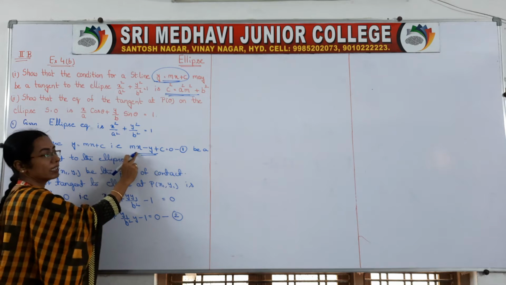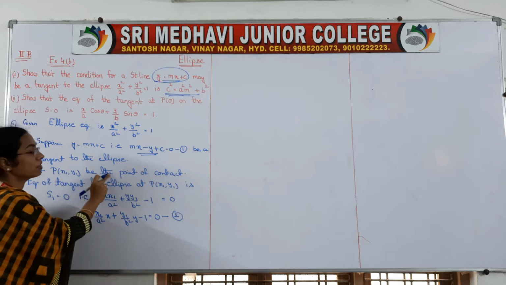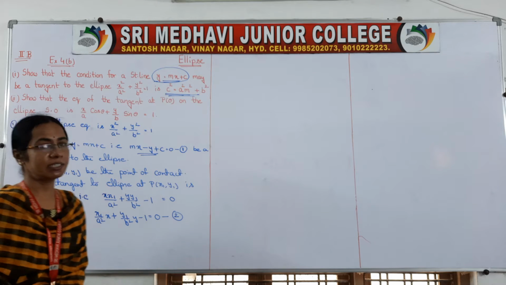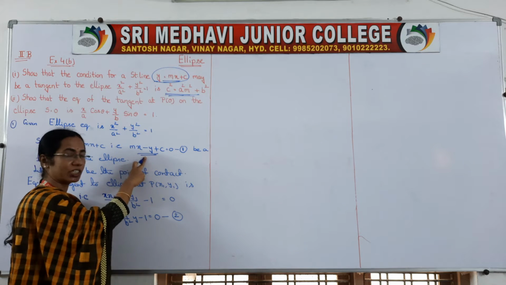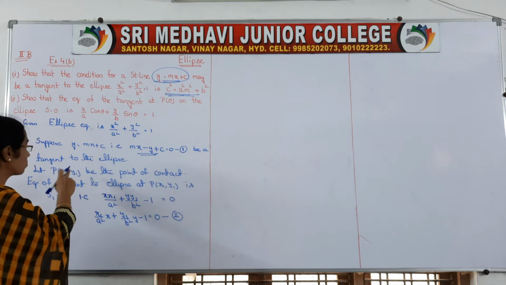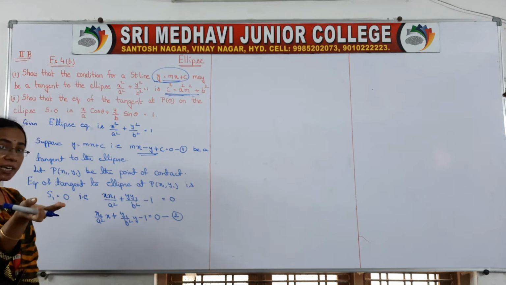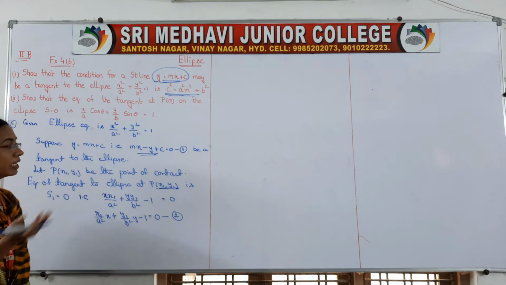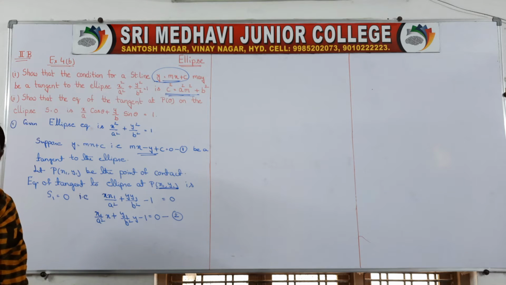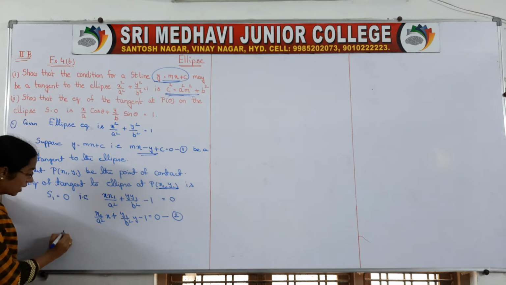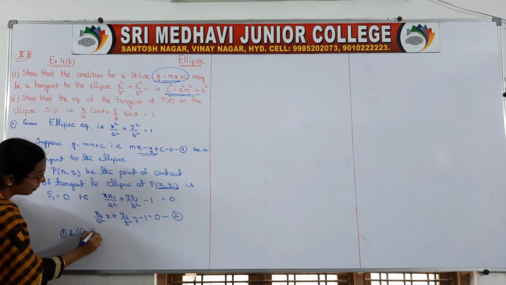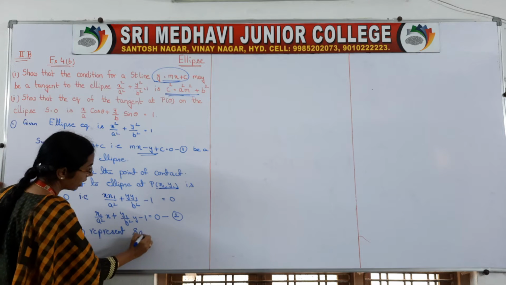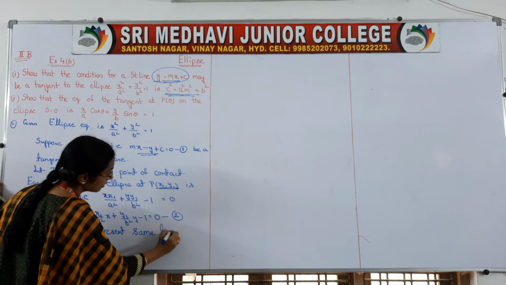I said this is the tangent and P(x1, y1) is the point of contact, so both lines represent the same line, isn't it? We have taken this as the tangent of the ellipse and P(x1, y1) as the point of contact. Again I have taken the equation of the tangent at P(x1, y1) only, that means your 1 and 2 represent the same line equation.